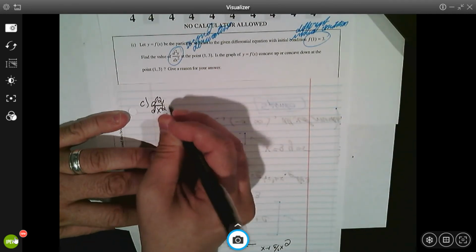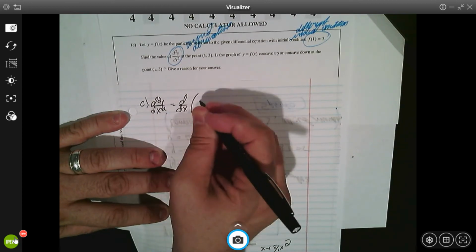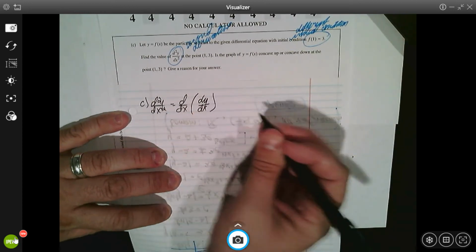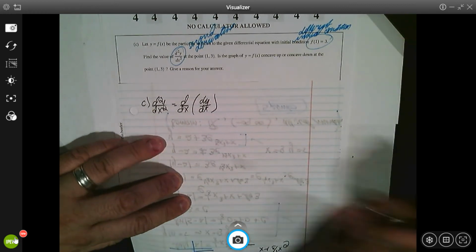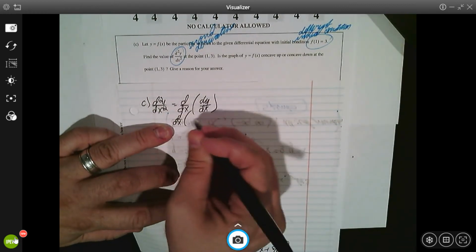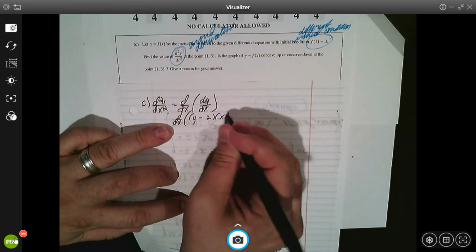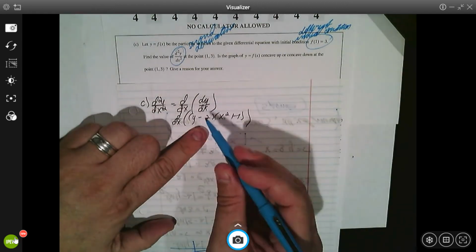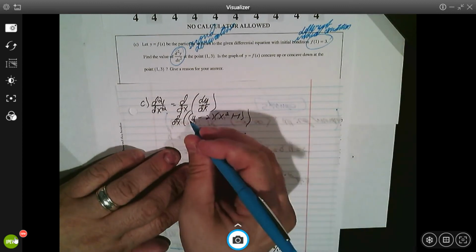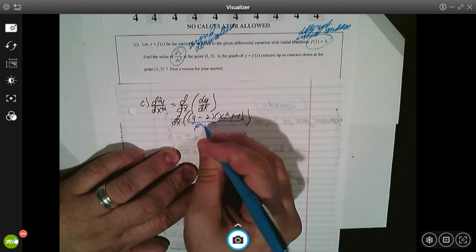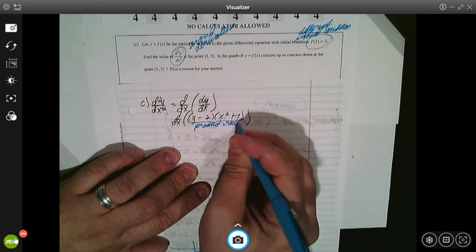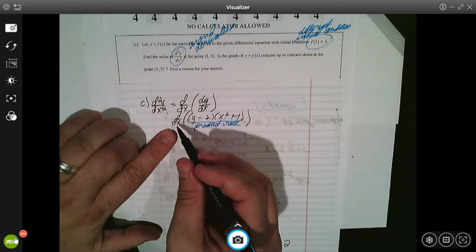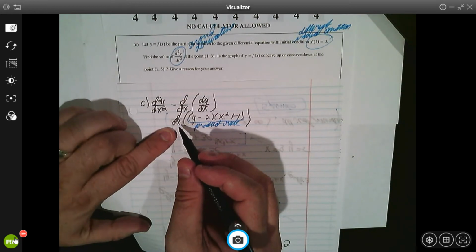The second derivative means we're going to take the derivative of dy dx. Well, what was dy dx? dy dx is y minus 2 times the quantity x squared plus 1. Now I want to be really careful here so that I don't blow it with my notation. I can see that I'm multiplying the y minus 2 and the x squared plus 1. So this is already going to be a product rule when I take the derivative. I'm taking the derivative with respect to x.